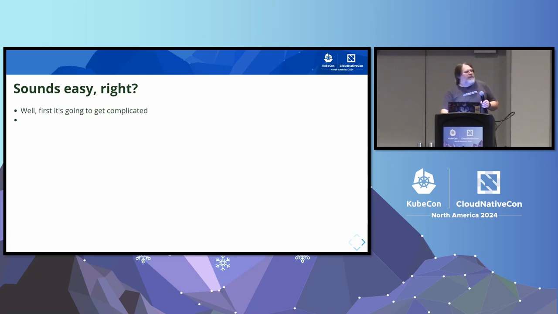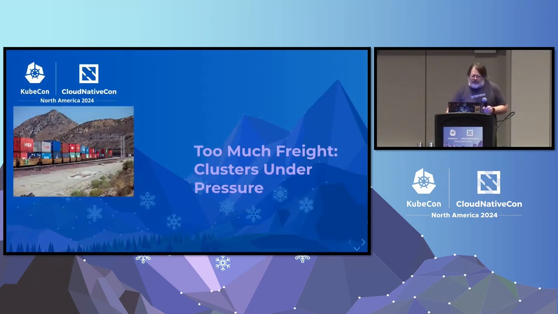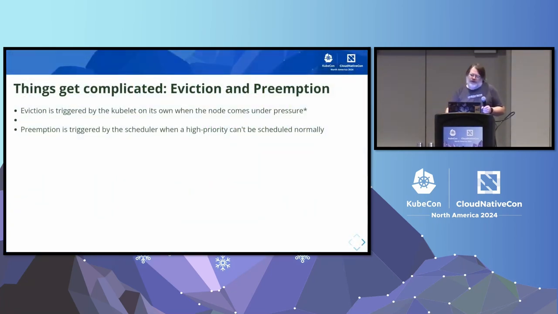So that's all fairly easy. There are some caveats and footnotes there, but it's going to get more complicated. Then it's going to get weird. Okay, so what happens when we start to put our clusters under resource pressure? We've got too much freight on our railroad.